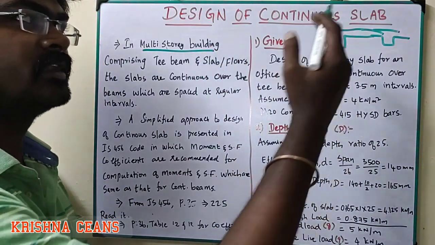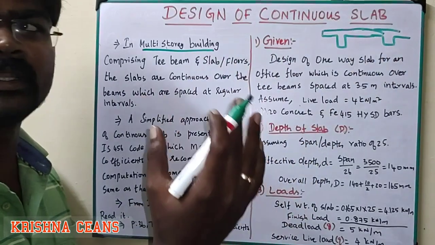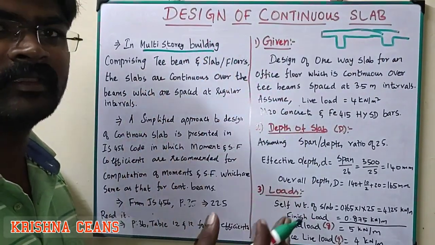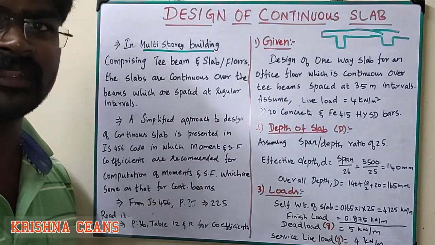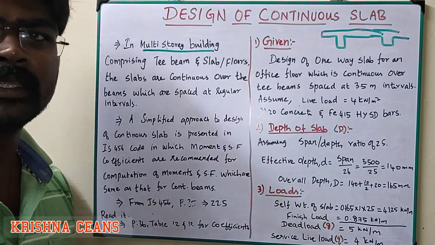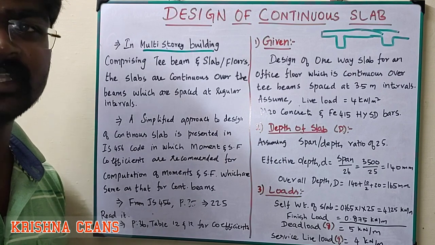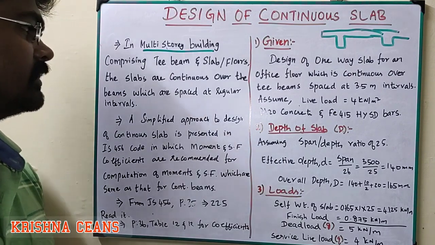So instead of designing it separately as a one-way slab or two-way slab, we will take it as a continuous slab. Then we will design for that. It will be easy to calculate the bending moment, shear force, and the load, everything.